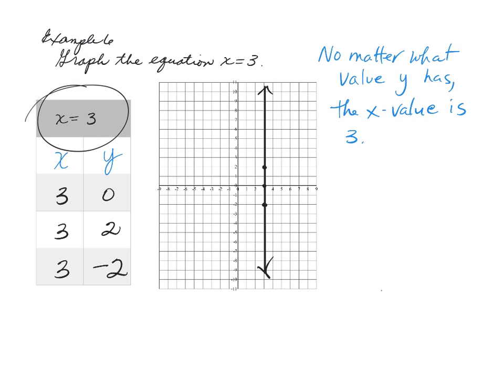So every vertical line has an equation that looks like x equals some constant. You know, x equals negative 5 is a vertical line going through negative 5. x equals 152 is a vertical line going through 152 on the x-axis. So you're going to have to remember that. But if you can't right away remember it, make a table and understand that when it says x equals 3, every point on that line has an x value of 3.